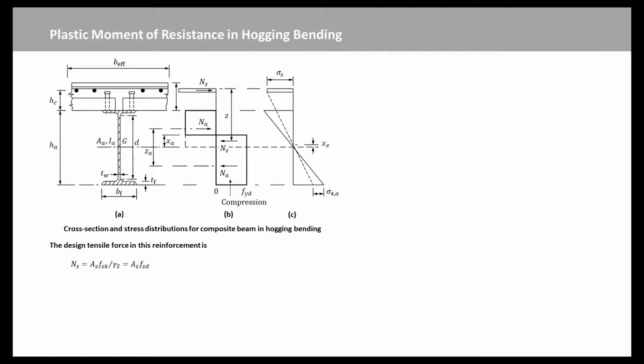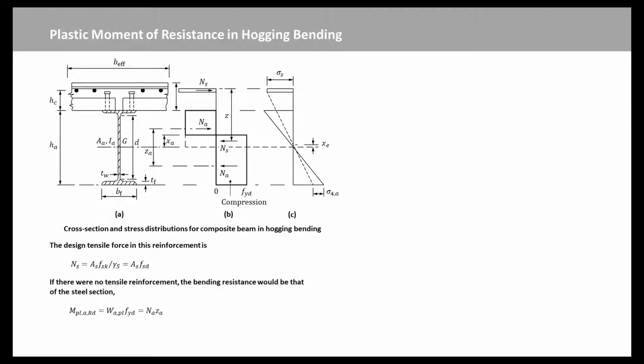Let AS be the effective area of longitudinal reinforcement within the effective width B effective of the slab. Welded mesh is normally excluded, because it may not be sufficiently ductile to ensure that it will not fracture before the design ultimate load for the beam is reached. The design tensile force in this reinforcement is this equation, where Fsk is its characteristic yield strength.